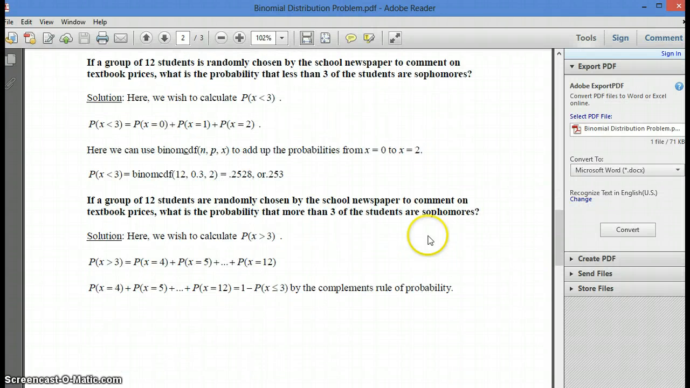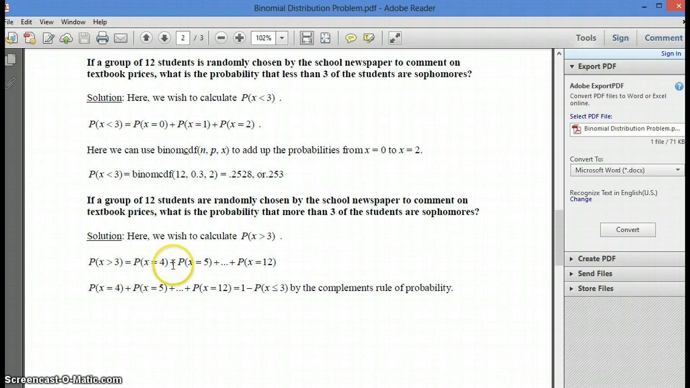Now we want to calculate the probability that more than 3 students are sophomores. So here's a bit of thinking that we need to do. Now we want to calculate the probability that x is greater than 3. So what are our possibilities? That means that there could be 4 sophomores, 5, 6, 7, 8, 9, 10, 11, or 12. So I want to add up those probabilities. Those probabilities correspond to the number of sophomores being more than 3.